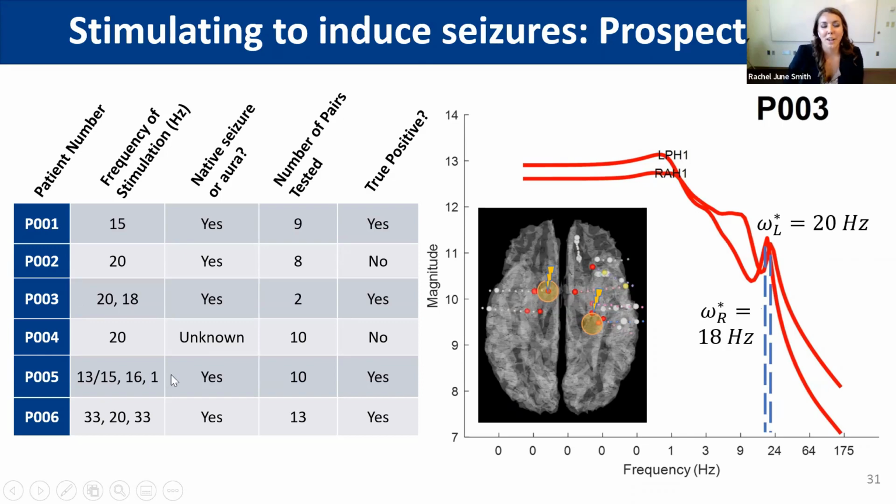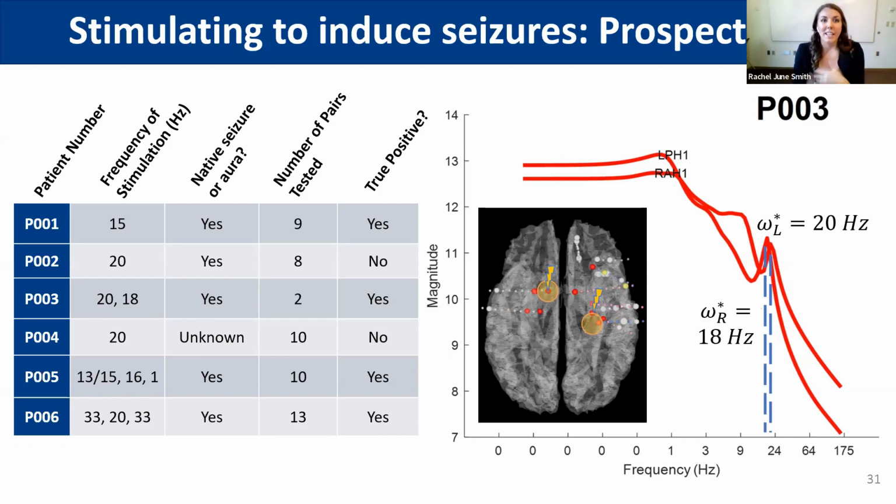And I specifically wanted to also highlight this patient, P005. There was a resonant peak at around 13 hertz, and we actually titrated up. So basically we started out and we said, okay, let's do a stimulation at 1 hertz, 2 hertz, 3 hertz, 4 hertz, all the way up, and we got a seizure at 13 hertz in one day, right? And then we stopped stimulating and the patient came back the next day, and we were able to elicit a seizure again at 15 hertz, right?